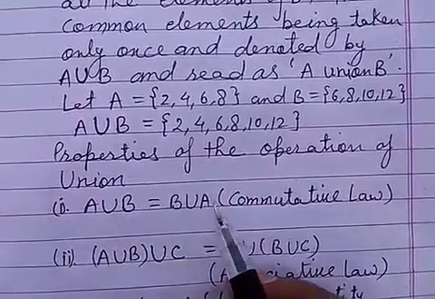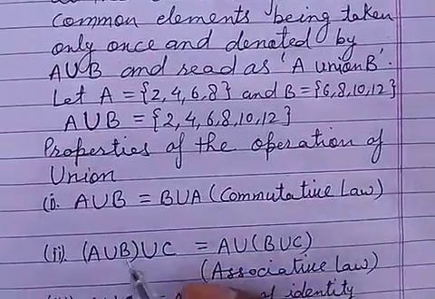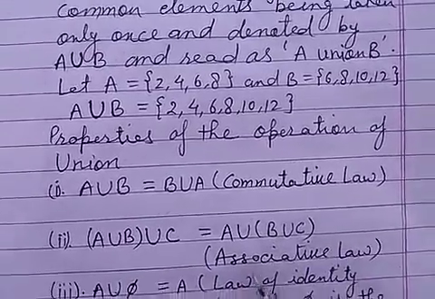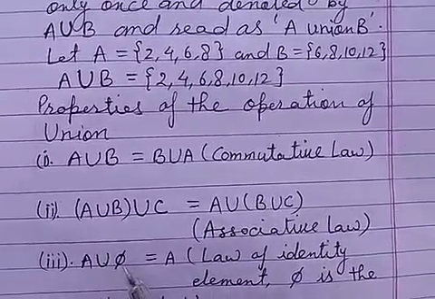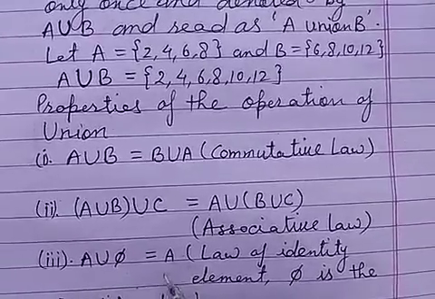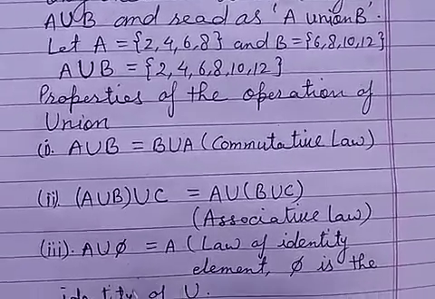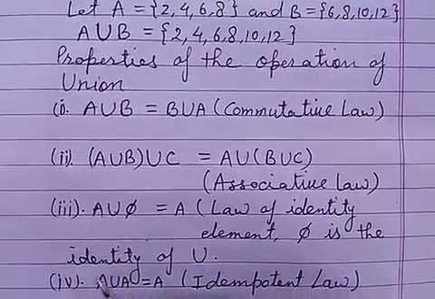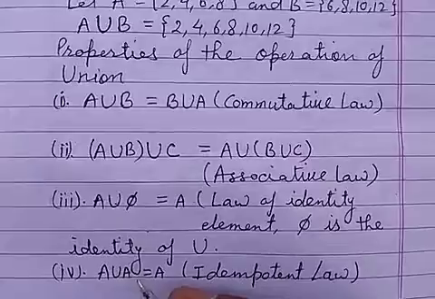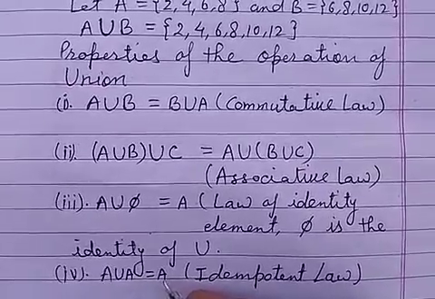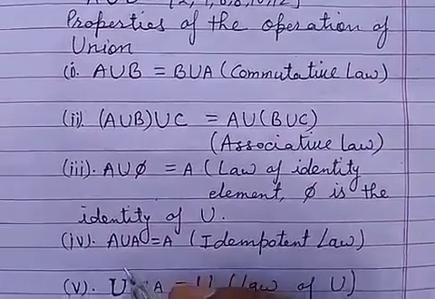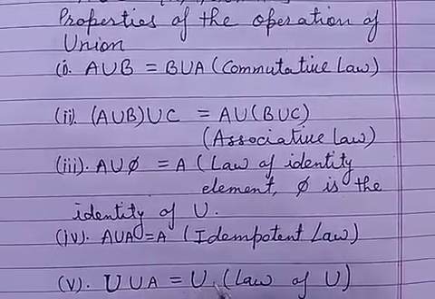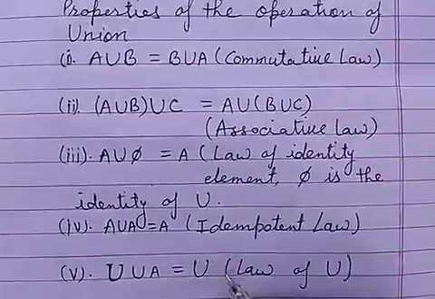Now, properties of the operation of union. First is A union B equals B union A, commutative law. Second is A union (B union C) equals (A union B) union C, associative law. Third is A union phi equals A, law of identity element. Phi is the identity of universal set U. Fourth is A union A equals A. This is idempotent law. Fifth is universal set U union A equals universal set U, law of union.